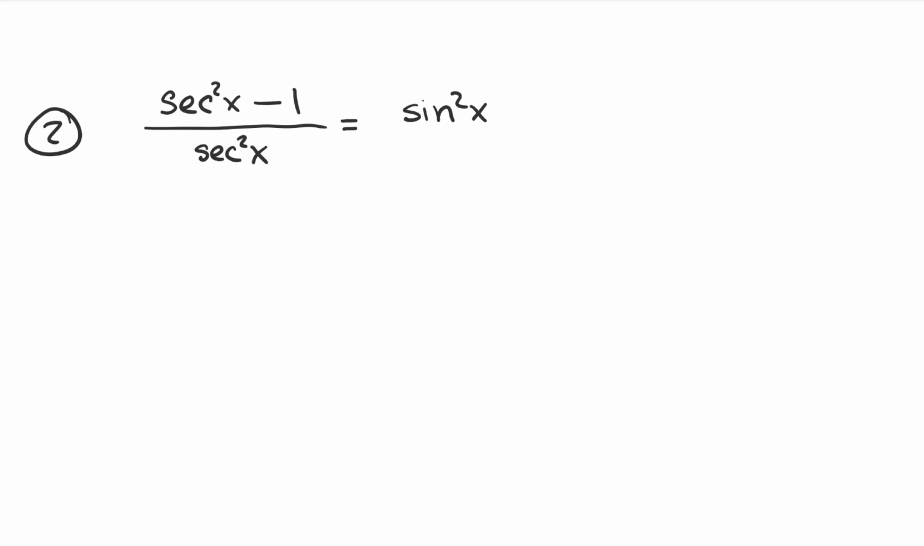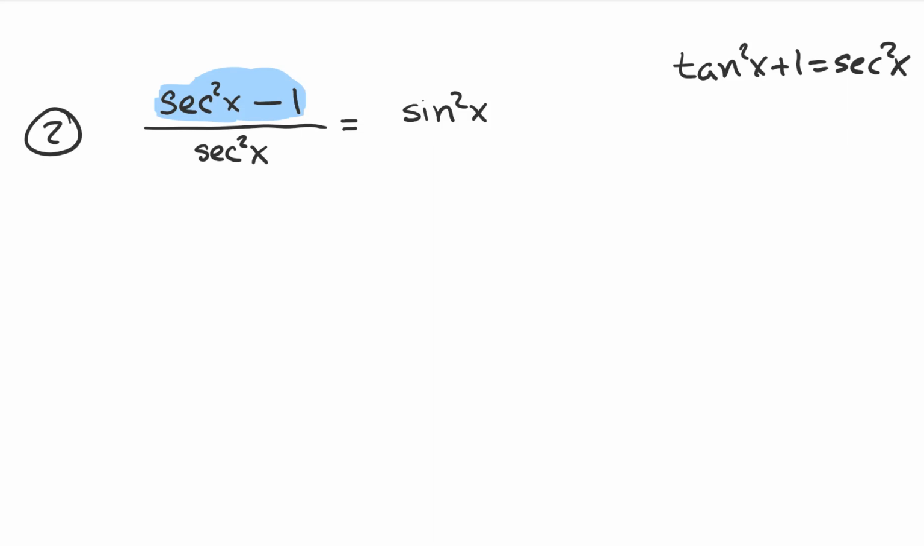So, all right, here's the first method for going through this that I see. Since this is the more complicated side, let's mess with that. Right off the bat, you see a secant squared. You start thinking identities. You see something squared, you want to think identities. So we have tangent squared of x plus 1 is equal to secant squared.